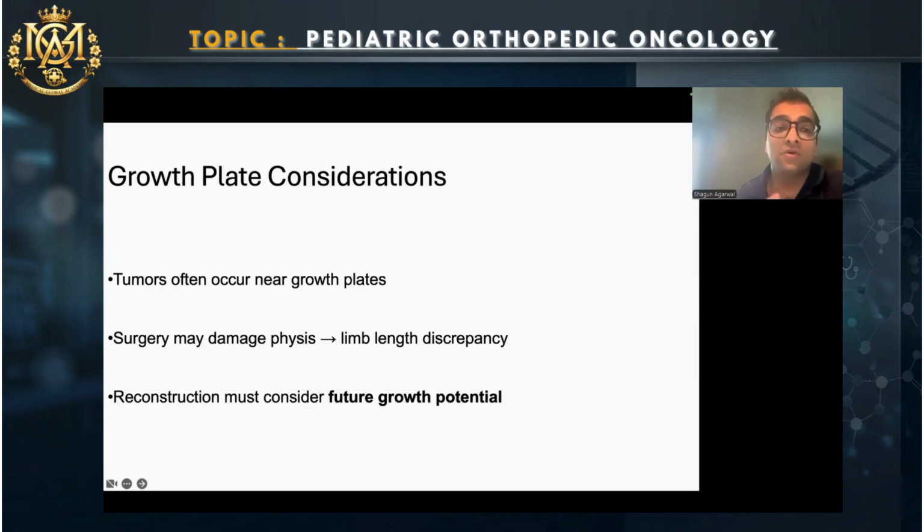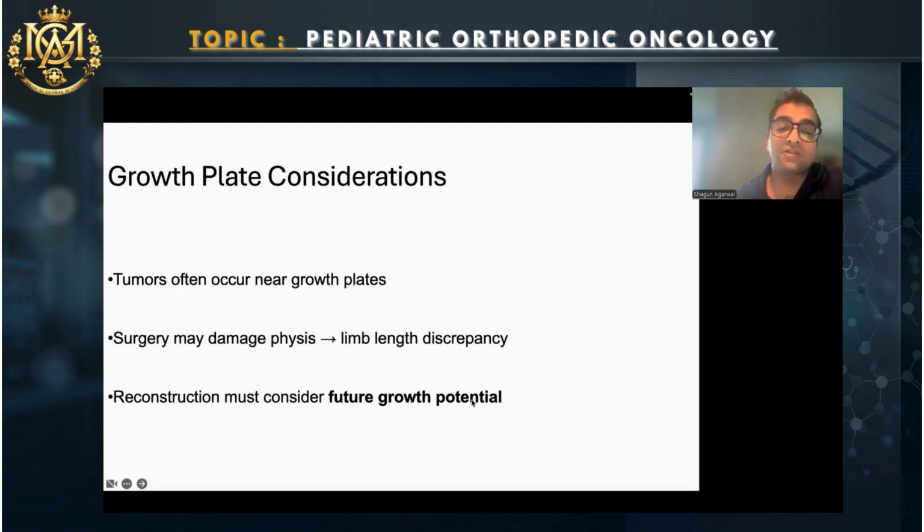Now, about the growth plate, these tumors occur near the growth plate. As said before, surgery may damage the physis, and therefore there can be a limb length discrepancy. So we have to take care during surgery about that.